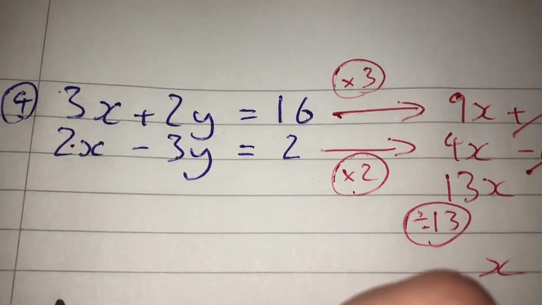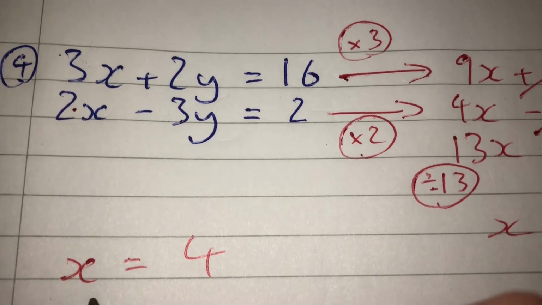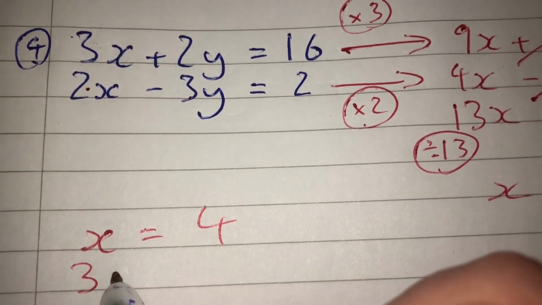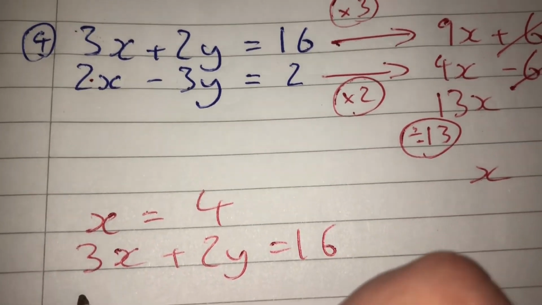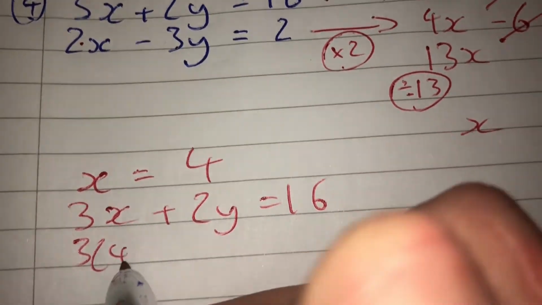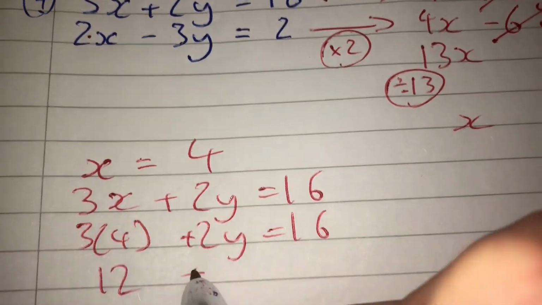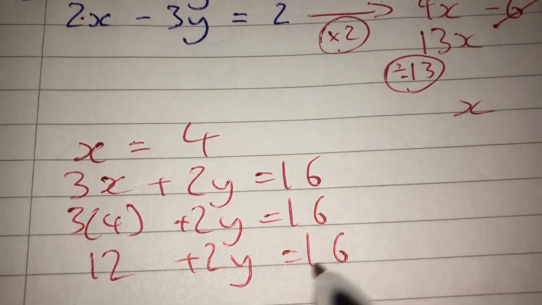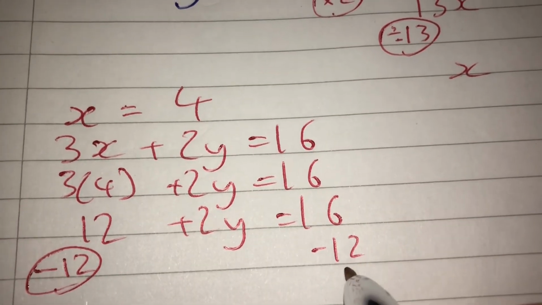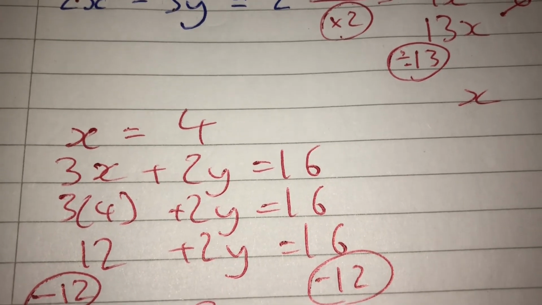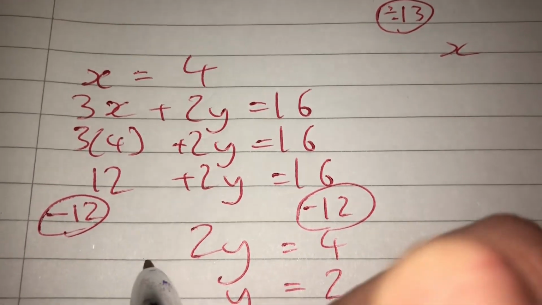The last thing we do, sorry, not the last thing before checking our answer, what we do to find our y now is we substitute x equal to 4 into one of the equations. So 3x plus 2y equals 16 is what I'm going to use. So 3 times 4 plus 2y equals 16. 3 4s are 12 plus 2y equals 16. Two-step equation at this point. Take away 12 from each side. So I get 2y equals 4, y equals 2. Because I divide by 2 each side.